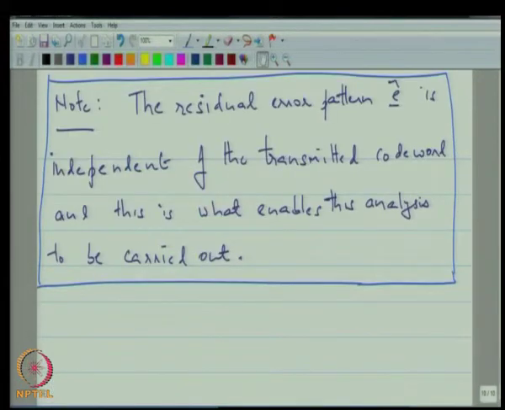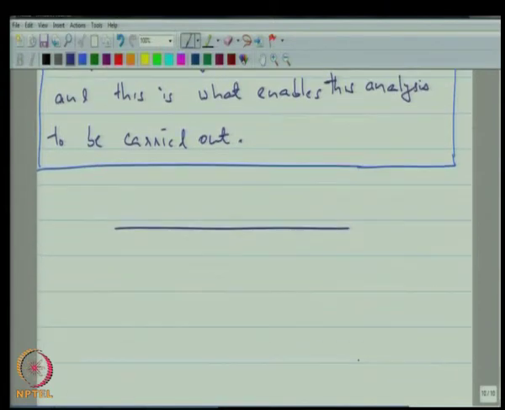So with that, that concludes our discussion on this topic, and now we are ready to start talking about a new class of codes. This is also an important class of codes, and these go by the name convolutional codes.